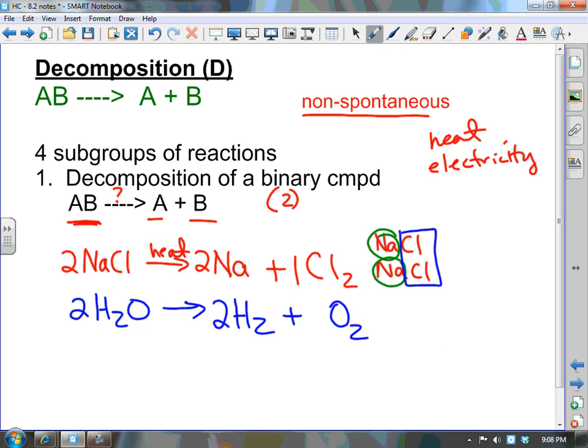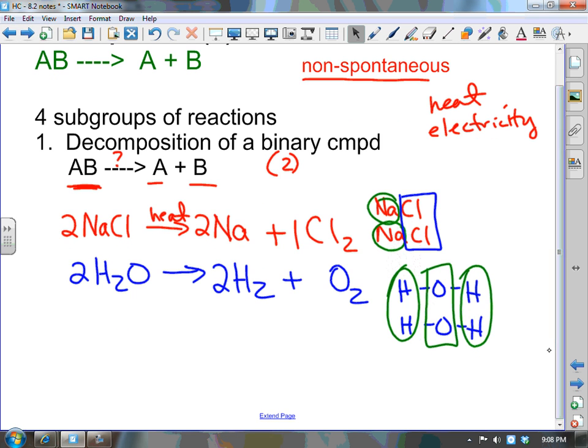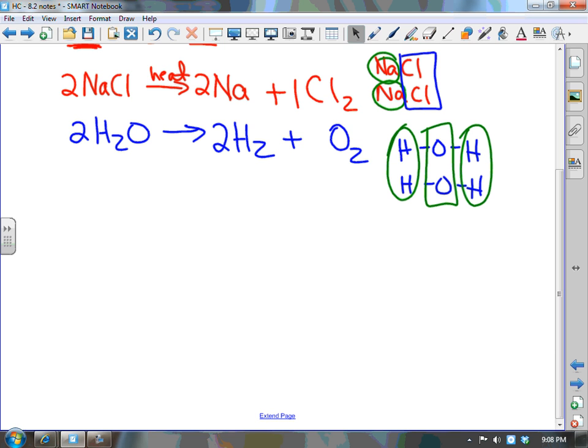let me write this. Two hydrogen pairs and an oxygen pair. Okay, make up 2 more examples. Show them to me in class.